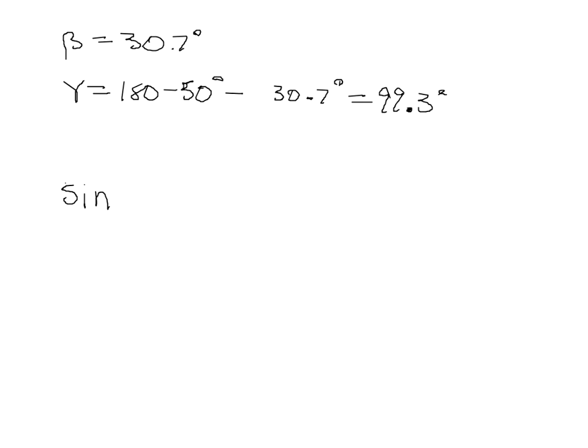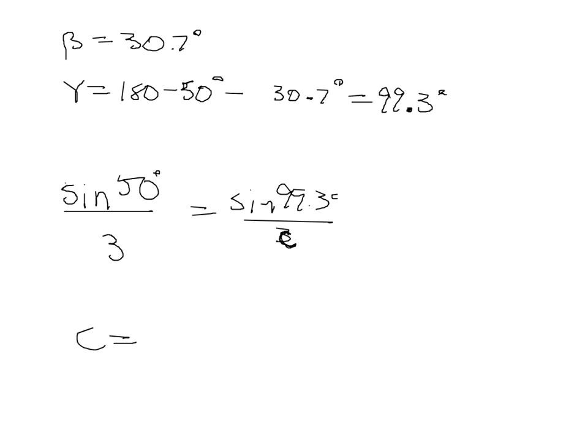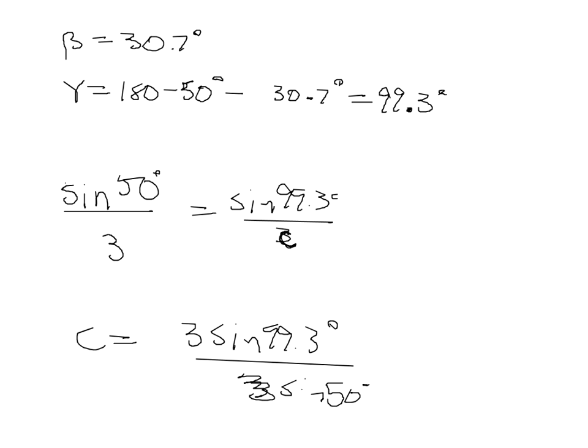Okay, so now I need side C. So I take sine of 50 over A is equal to sine gamma over C. And I solve. 3 sine 99.3 over sine 50 degrees, which comes out to be 3.86. So there's one solution.